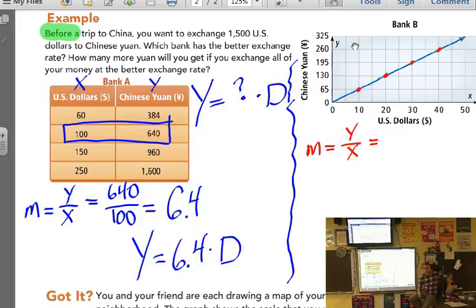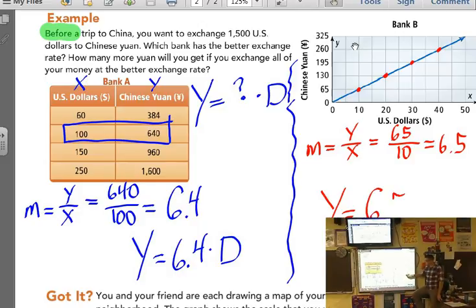Bella, if I asked you to pick the point, which point would you choose? The 65 and 10, which actually, be careful, if we say that correctly, it's 10, 65, but I know what you're going for. So my y, my vertical axis, is 65. My x, my horizontal axis, is 10. So I get 6.5, which makes my equation, the yen I get will be 6.5 times my dollars.